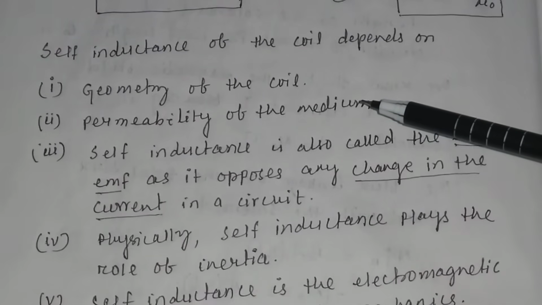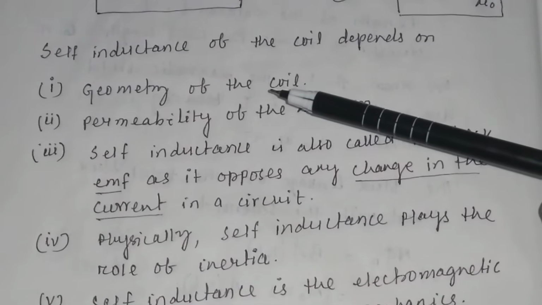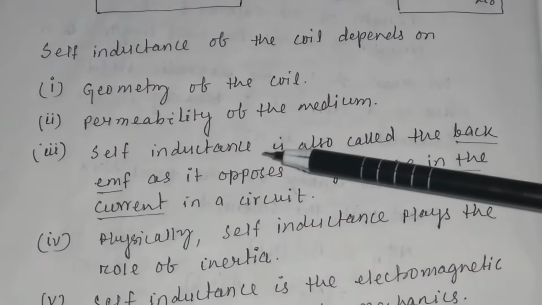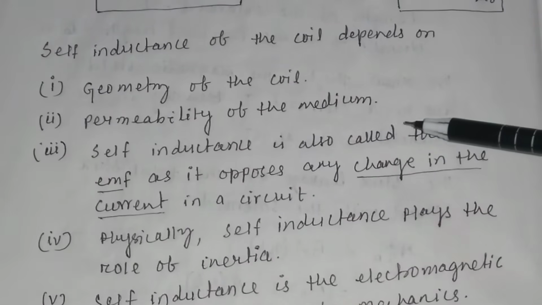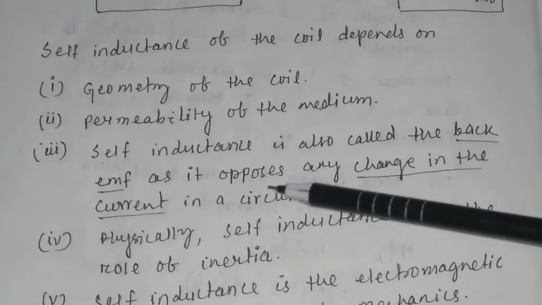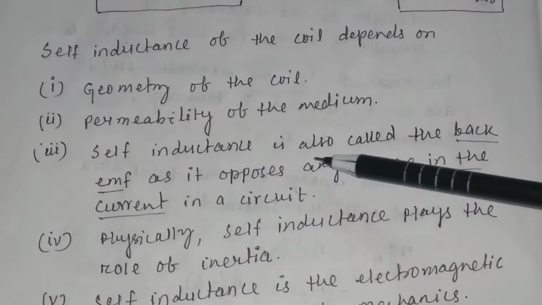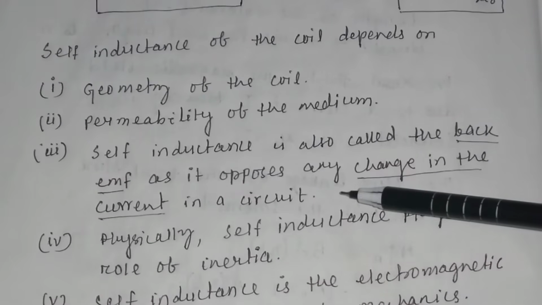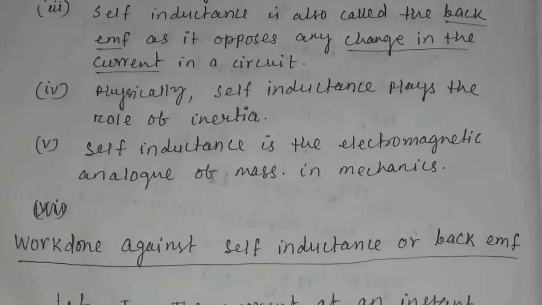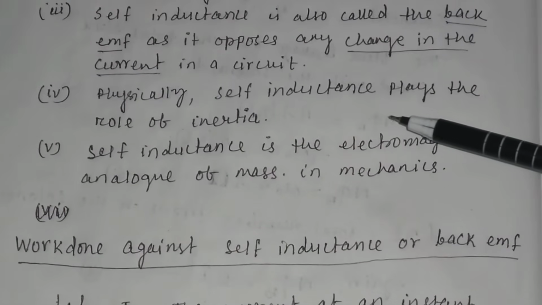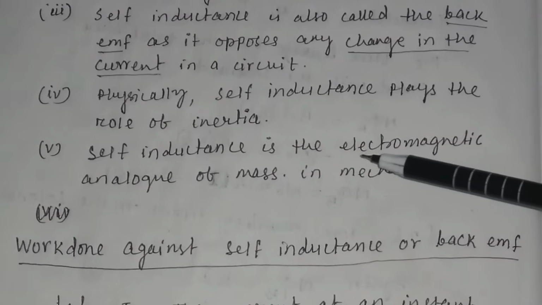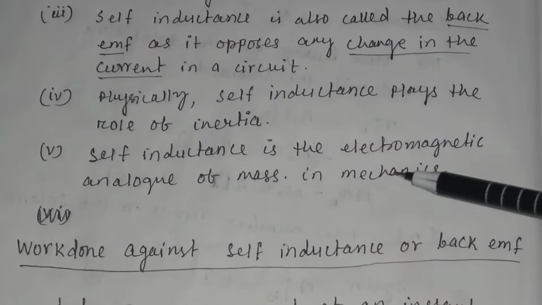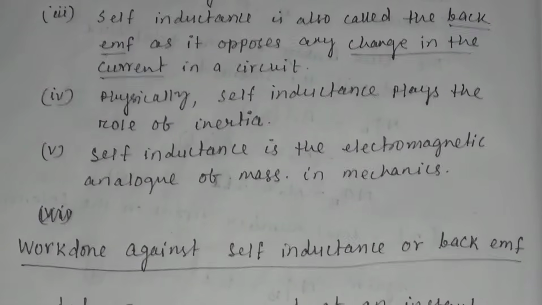Self-induction of the coil depends upon the following factors. Number 1, geometry of the coil. Number 2, permeability of the medium. Number 3, self-inductance is also called the back EMF. Remember, self-inductance is also called the back EMF as it opposes any change in the current in the circuit. Physically, self-inductance plays the role of inertia. Self-inductance is the electromagnetic analog of mass in mechanics.